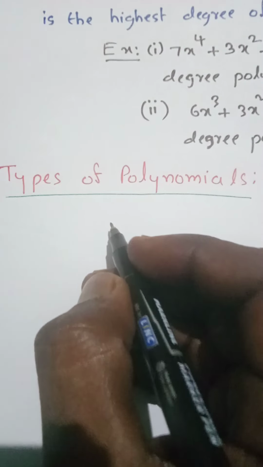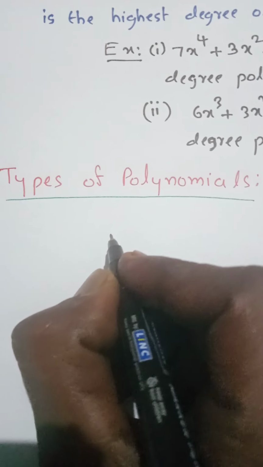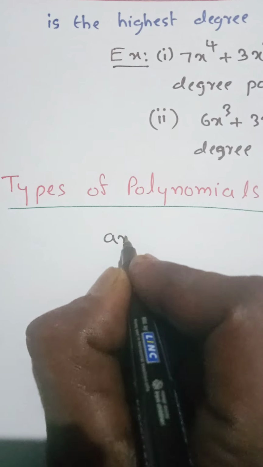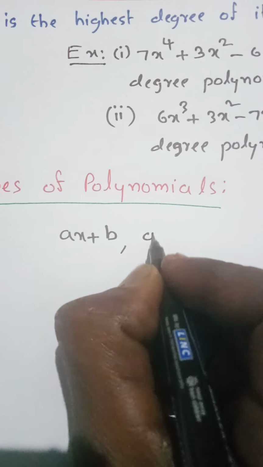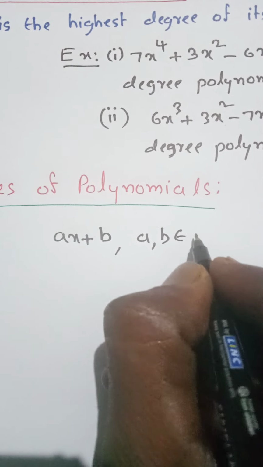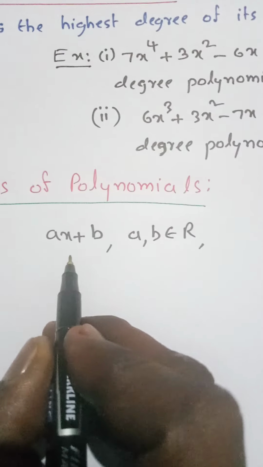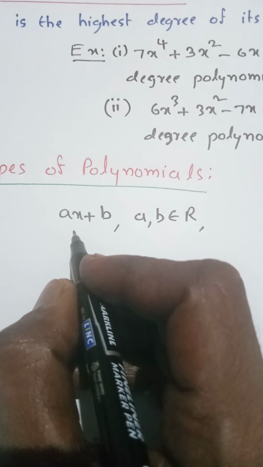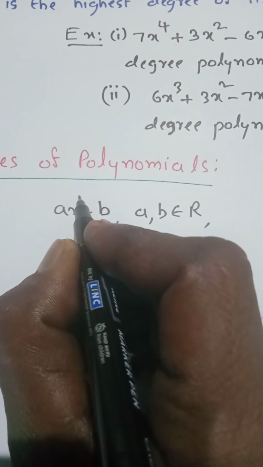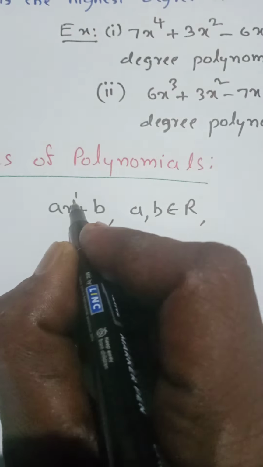The general form of the linear polynomial is ax plus b, where both a and b are real numbers and it is in the variable x. We can say this one is a linear polynomial. Why? Because the degree of this complete polynomial is 1.